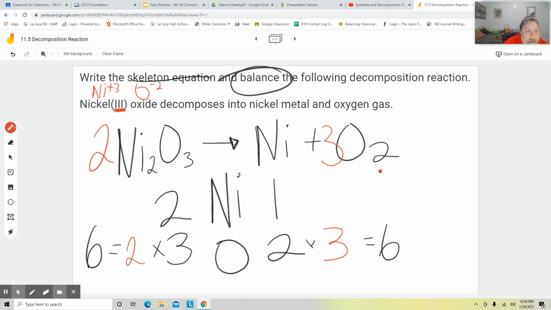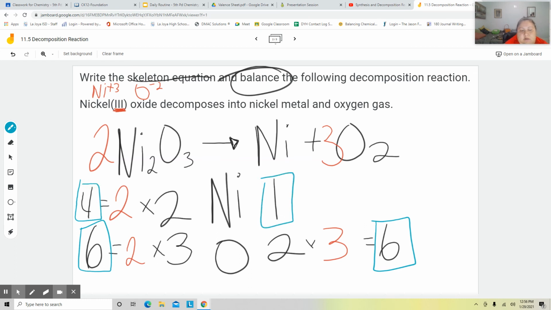But who got affected on the left when I put the 2? Who else got multiplied by 2? Nickel also got multiplied by 2, right, Miss? Right, Miss? So we're going to put a 2 here. I'm going to multiply, and I'm going to change my reaction because now, check this out. My oxygens are balanced, but check out my nickels. They're not balanced. So what am I going to do? What am I going to do to the right side to make them balance?